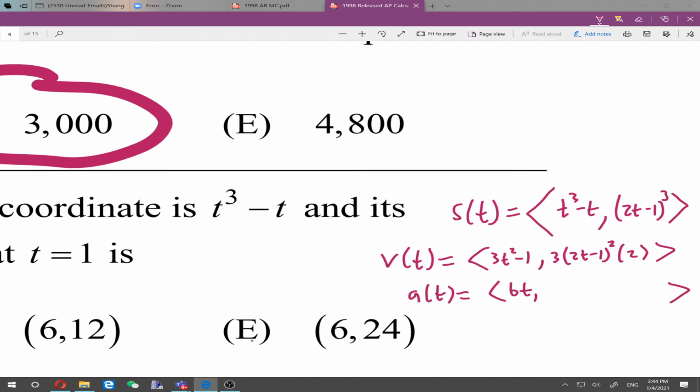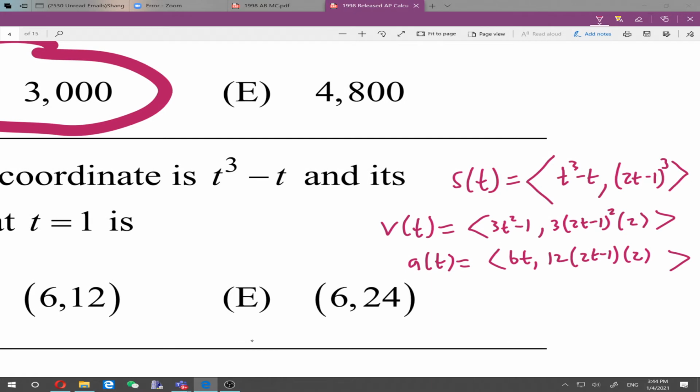6t. And 12 times (2t minus 1) times 2. Okay, you're right. And we'll go ahead and simplify that for one more step down here.